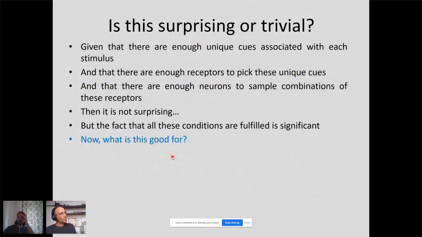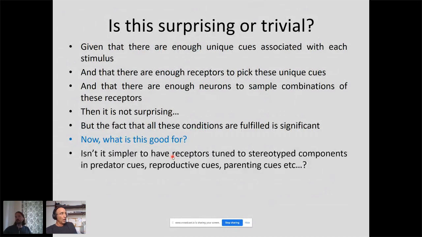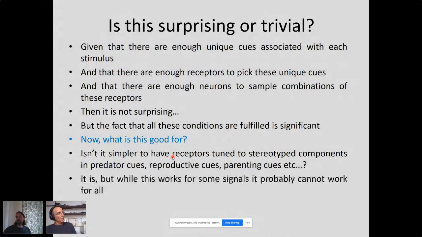And now the last question is, what is all this good for? In what sense is this design good? I mean, wouldn't it be simpler just to have receptors for stereotyped components, for example, in predator urine, or in a different conspecific urine, parenting cues, reproductive cues, and just have labeled lines and respond to those? So yes, this is a good and simple solution, and it works. It would work for some signals, but not for all of the signals.